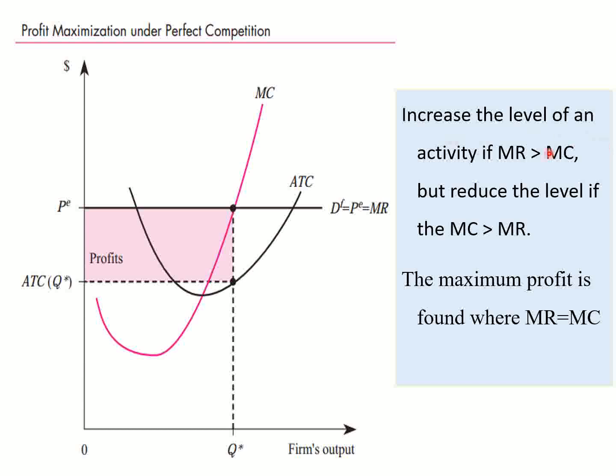Increase the level of an activity if marginal revenue is greater than marginal cost. If marginal revenue is greater, it is obvious that we should increase the level of output. We increase production if marginal revenue is above marginal cost.